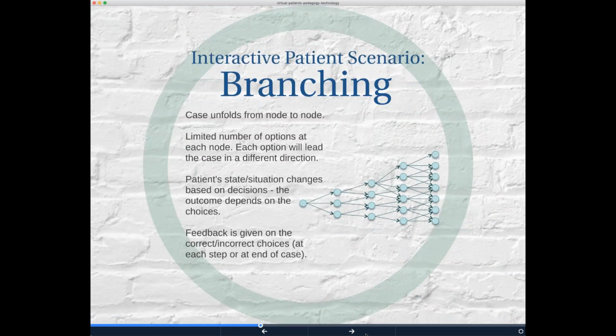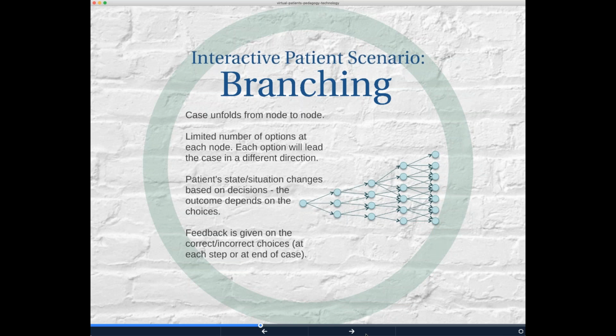Another type of interactive patient scenario is a branching scenario. The one thing about the exploratory scenarios is that the patient's situation generally doesn't change. The learner's gathering information about the patient as they are, but the patient's status or their situation itself doesn't change. So that's great for assessing someone's ability to collect data and reason through it and come to a decision and propose a treatment plan. But it doesn't necessarily let you see the impact of decisions.